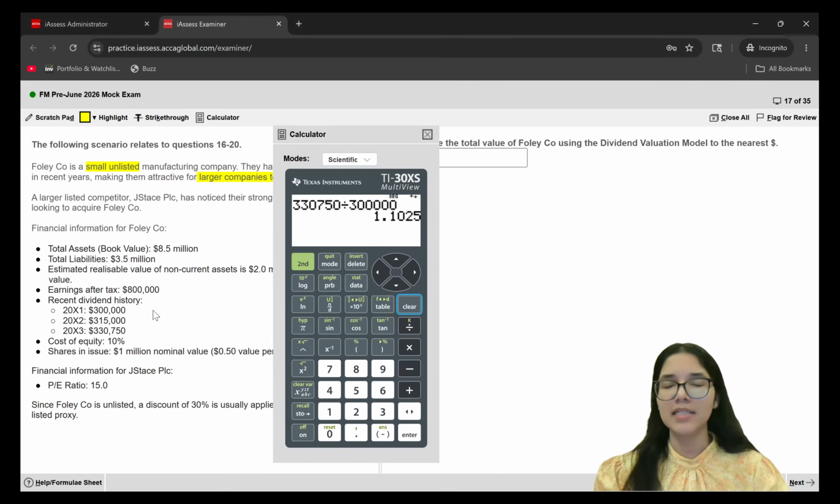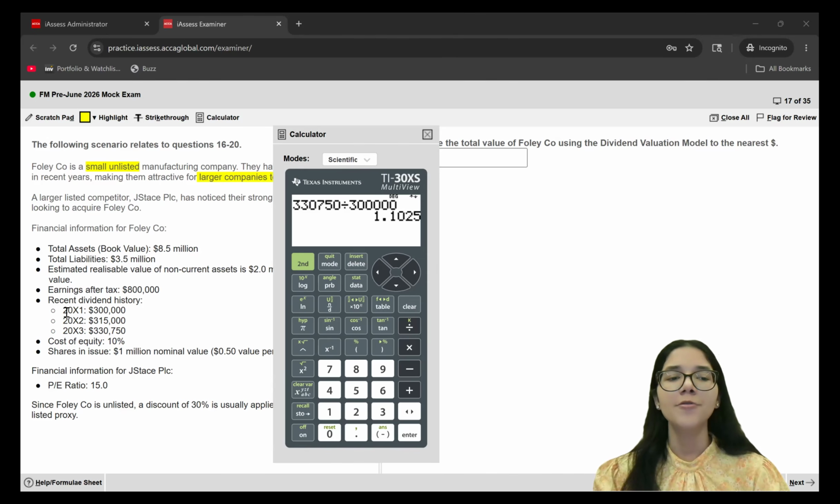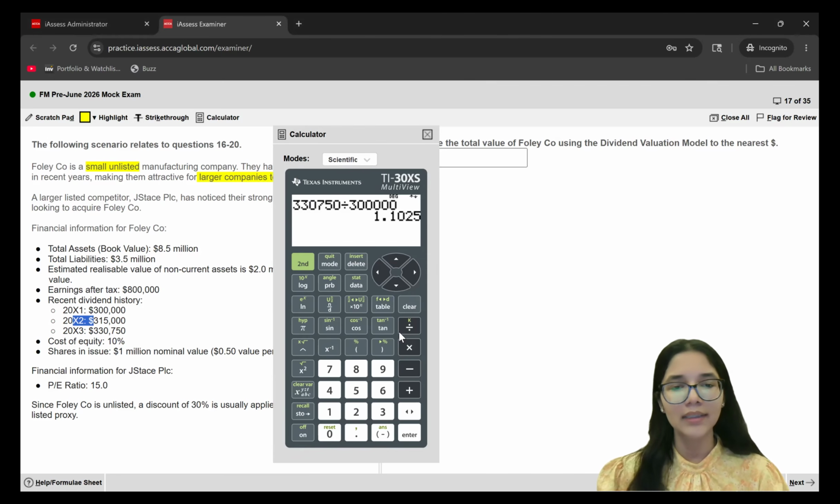So this gives me this number. Now this number needs to be raised to the power of 1 by n. N is how many years this growth is applicable over. So between 20x1 to 20x2 there's 1 year, and between 20x2 to 20x3 there's another year. So this growth has applied over 2 years. Over 2 years the dividend grew to this number.